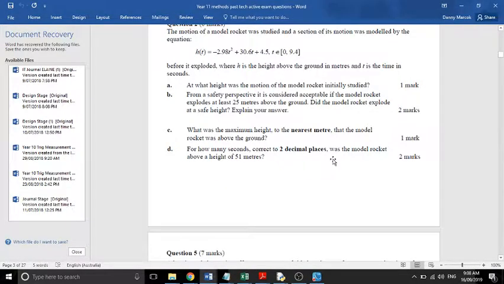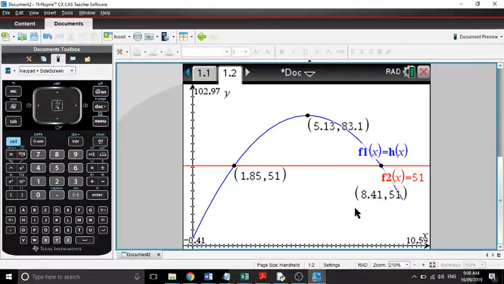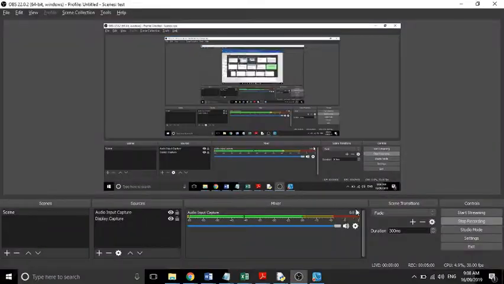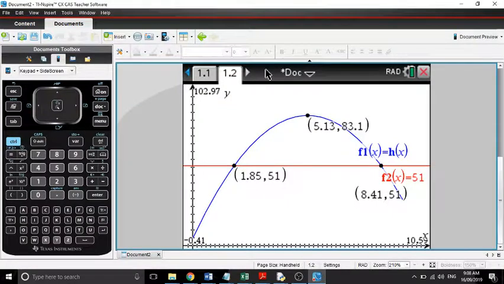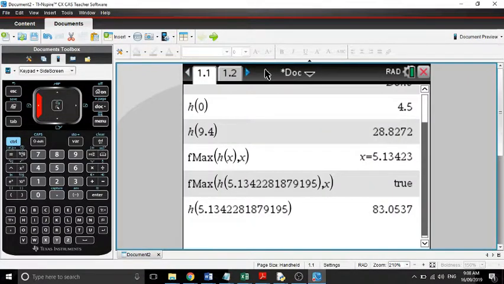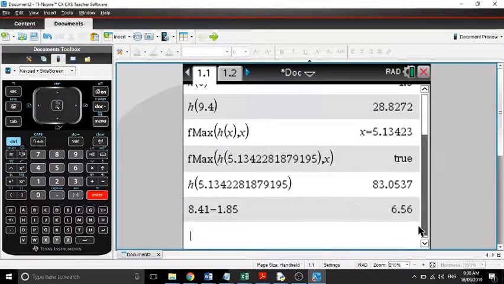So it wants how many seconds? So we're just going to subtract it. 8.41 minus 1.85. And we end up with 6.56. So for 6.56 seconds, it was above a height of 51 meters.